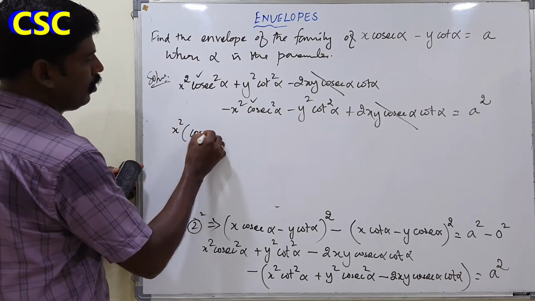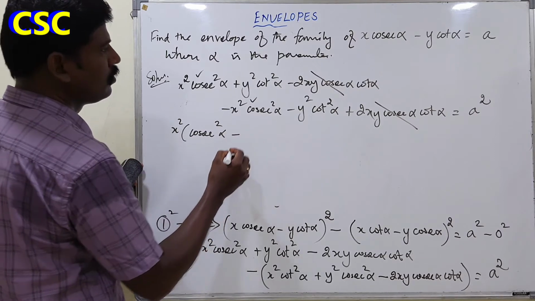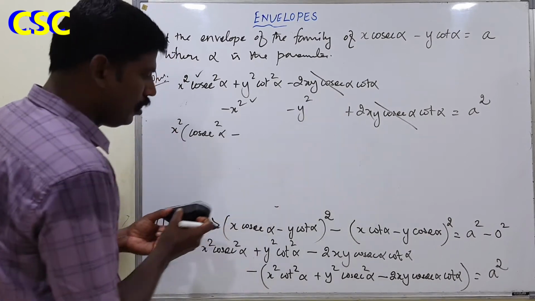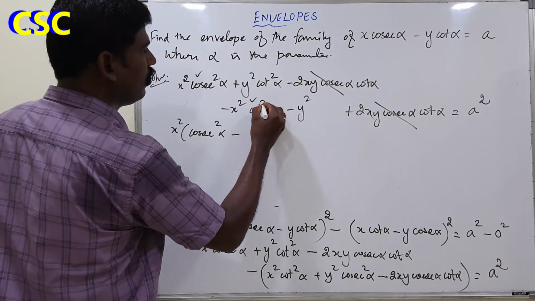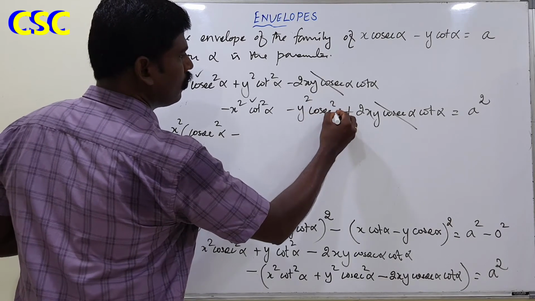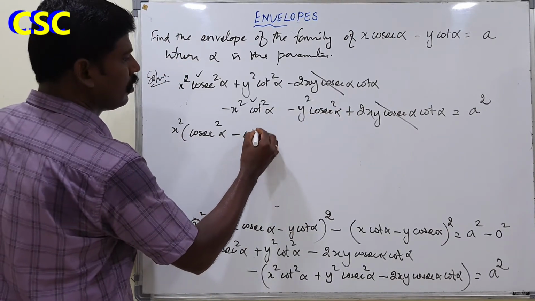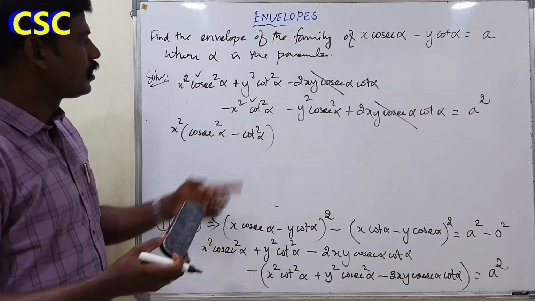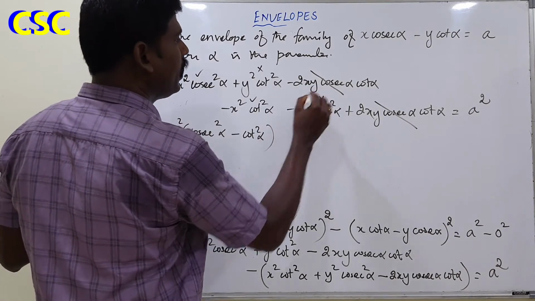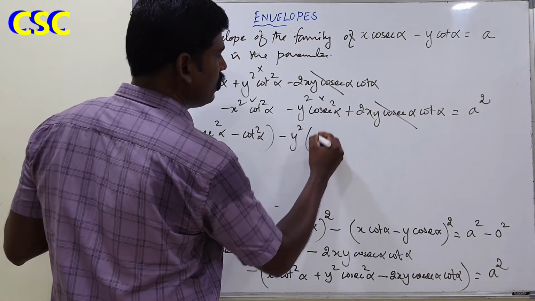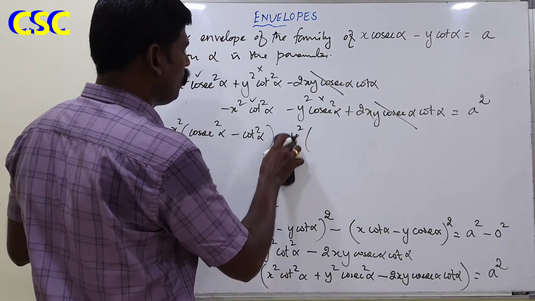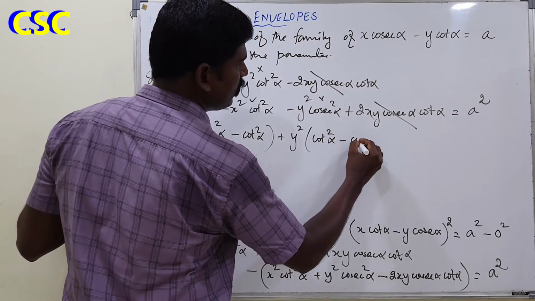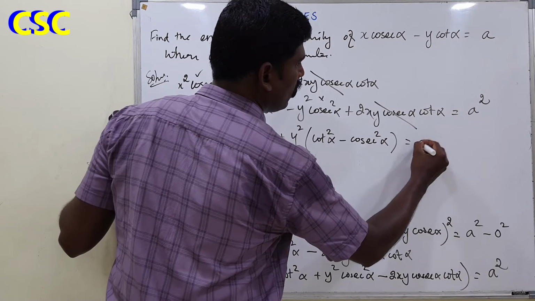So what you will get? Cosecant square alpha minus, something I wrongly wrote. It's not cosecant square, it's cot square alpha. X square cot square alpha, y square cosecant square alpha, right? Minus cot square alpha, isn't it? So by taking x square from these two terms, cosecant square alpha minus cot square alpha. Same like that, by taking y square as common from these two terms, cot square alpha minus cosecant square alpha equal to a square, isn't it?